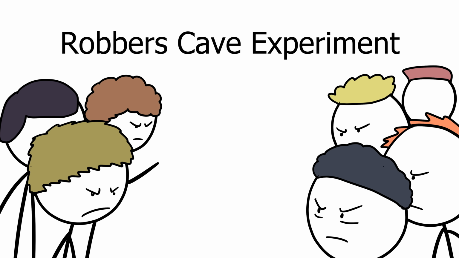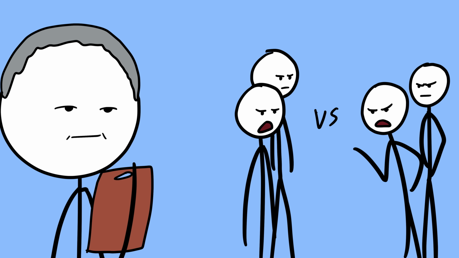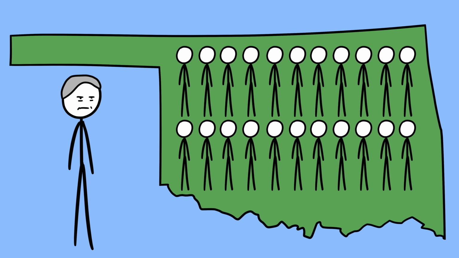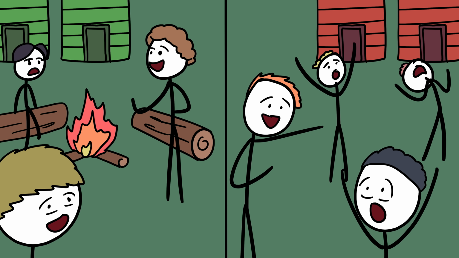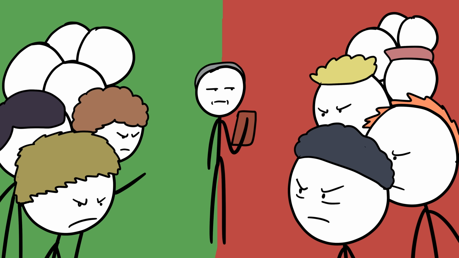Number 5, the Robber's Cave Experiment, how easy it is to create hate. In 1954, psychologist Muzafer Sherif wanted to study how groups form conflict. He recruited 22 boys for a summer camp in Oklahoma, dividing them into two groups without telling them they were part of an experiment. For the first week, the groups lived separately, bonding over camp games and activities, then Sherif brought them together and things turned ugly.